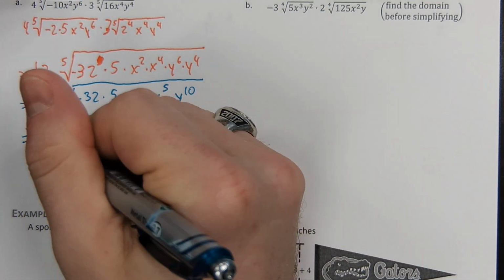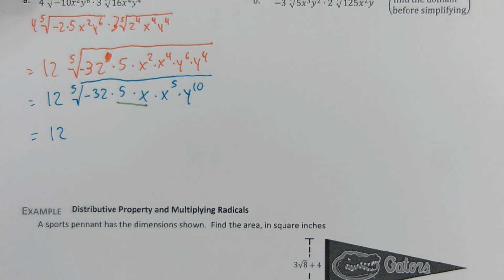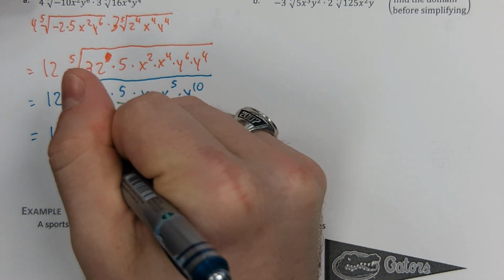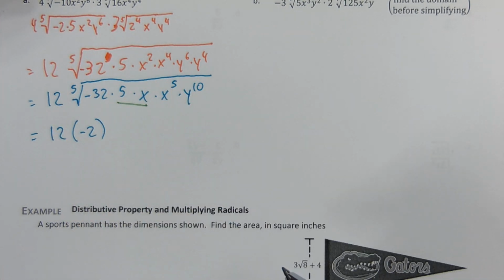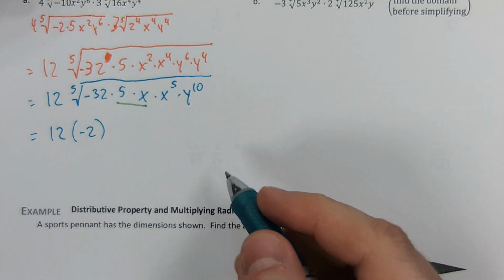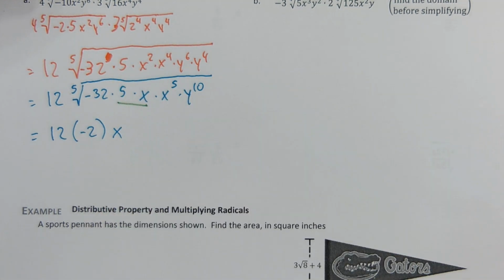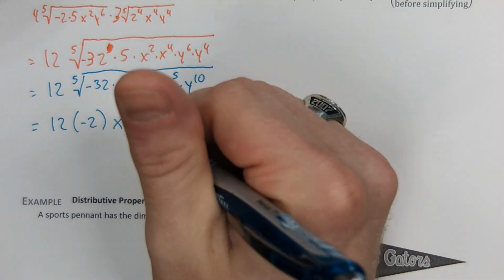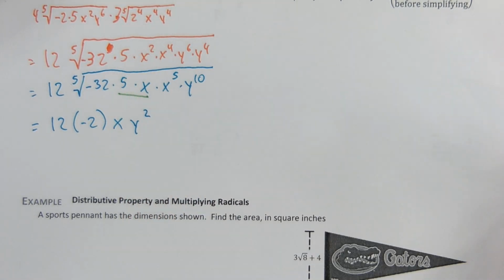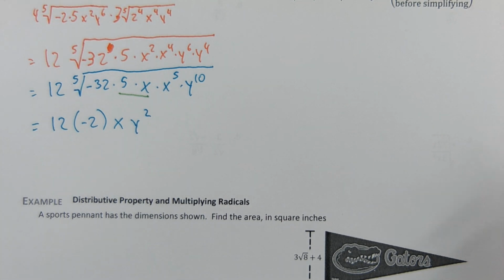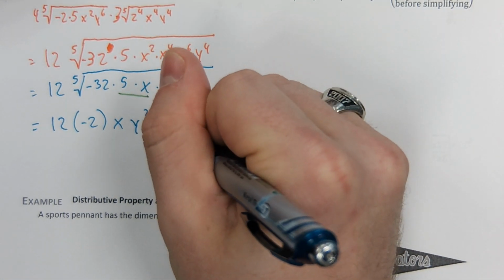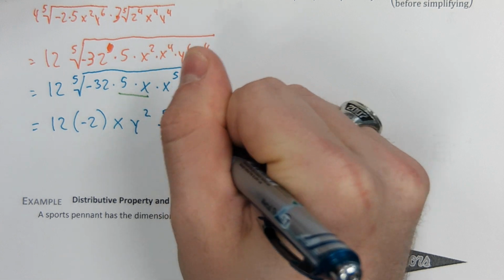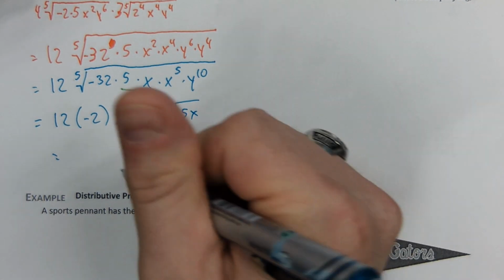So that's going to give me 12 times the fifth root of negative 32. It's negative 2. The fifth root of x to the fifth is x to the 1 because you divide the exponent by the root type. And the fifth root of y to the 10 is y squared, again, because you're dividing the exponent by the root type. Fifth root of 5x. So lastly, just multiply.